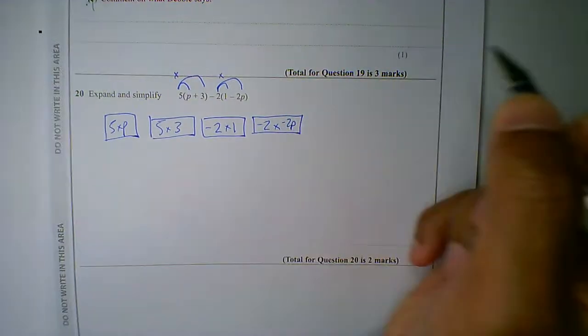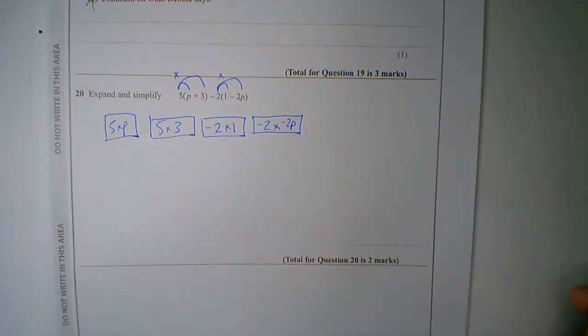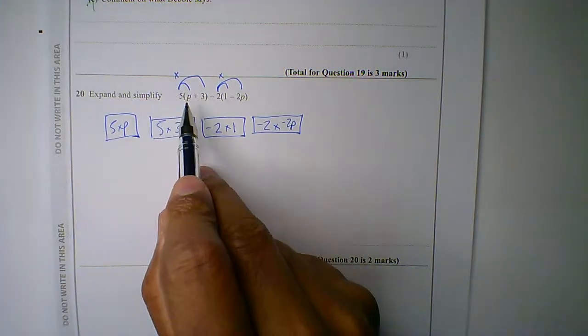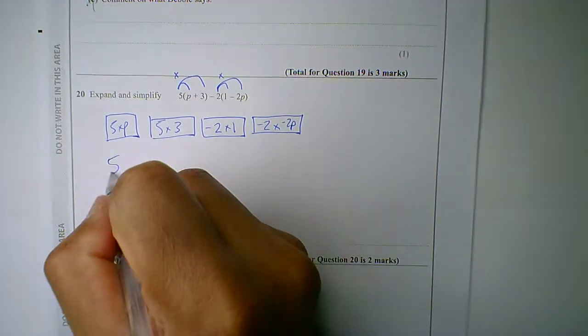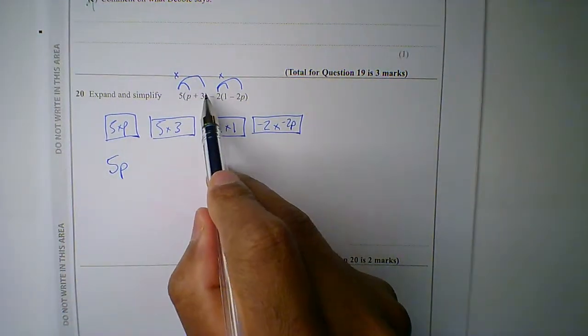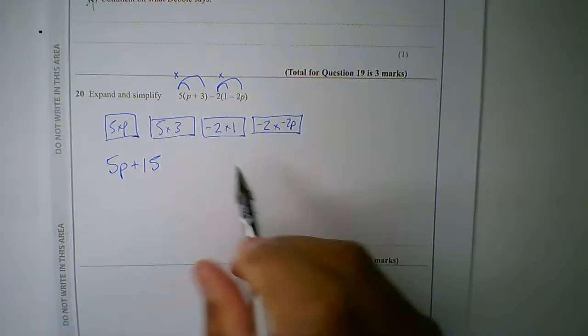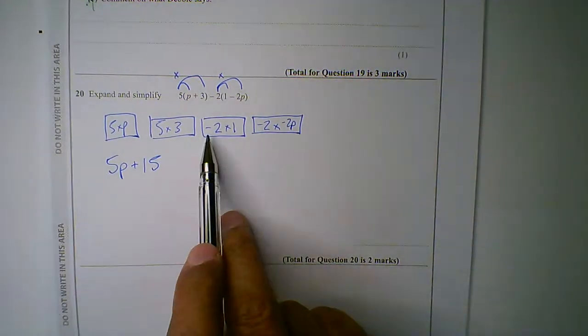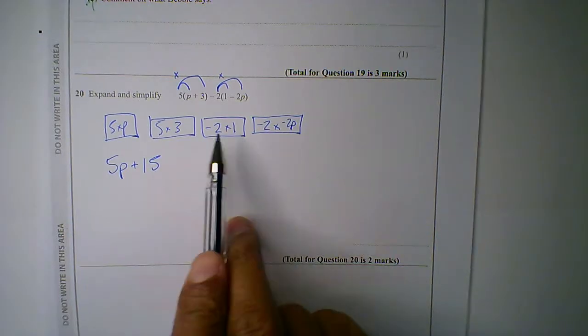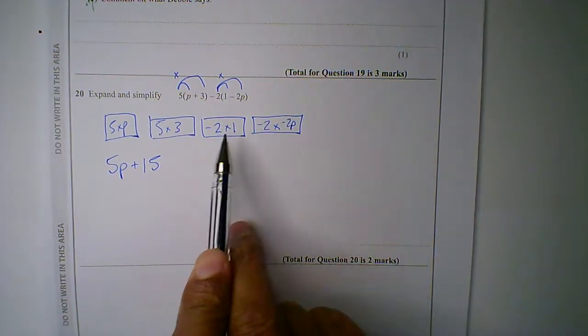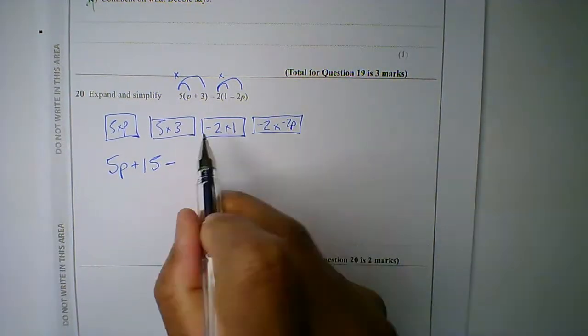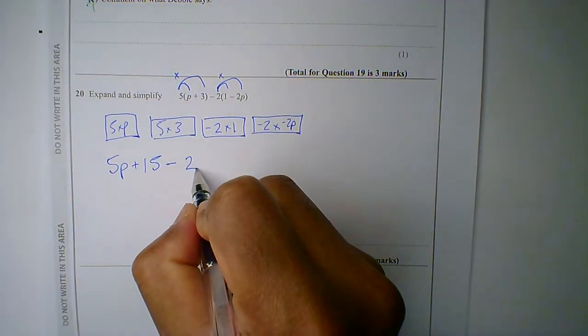minus 2p. Okay, so we've now got positives and negatives. So I'm going to be extra slow in this because you can easily make mistakes. You can be careless and make silly mistakes here. So 5 times p is 5p. 5 times 3 is 15. And it's positive, so that's good. I don't need to worry about the signs. This is minus 2 and this is 1. A negative and a positive, so the different signs, so it's going to be negative. 2 times 1 is just 2.